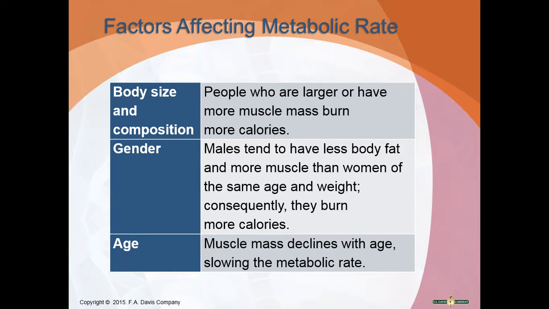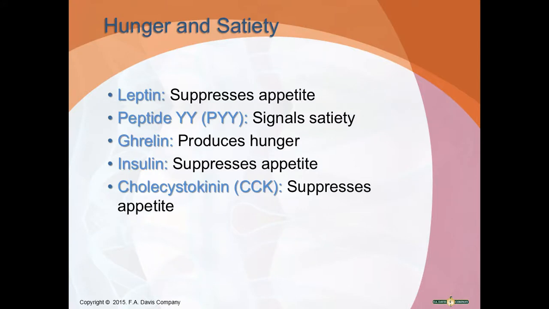So we just look at some factors that affect that. Body size: if you are larger or you have more muscle mass, you burn more calories. Gender: males tend to have less body fat and more muscle than women of the same age and weight. Consequently, they burn more calories. And age: muscle mass declines with age, slowing the metabolic rate. So we have some things to consider.